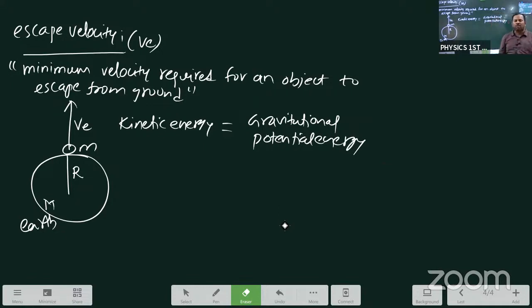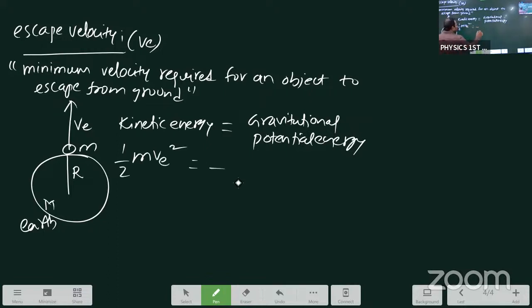Previous force concept: gravitational force provides the necessary centripetal force. Previous case. You know very well about kinetic energy, half m v square. VE stands for escape velocity, equals to, what is the gravitational potential energy formula? GMm by R. Formula only minus, work done against. That's why minus is coming in the formula. GMm by r, this one is a minus formula.